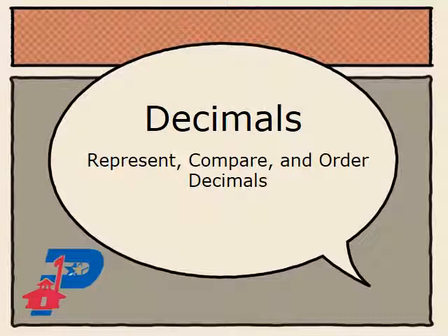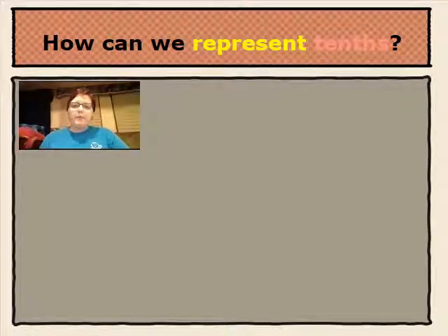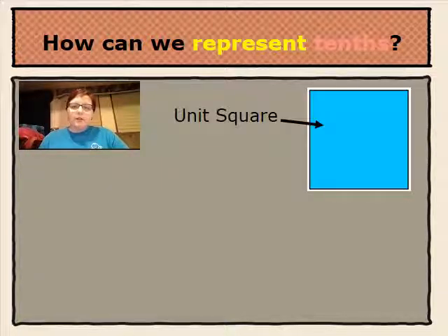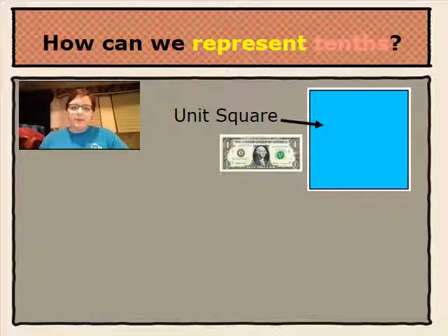Let's talk about representing, comparing, and ordering decimals. How can we represent tenths? A fully shaded square is called a unit square. A unit can also be represented as $1.